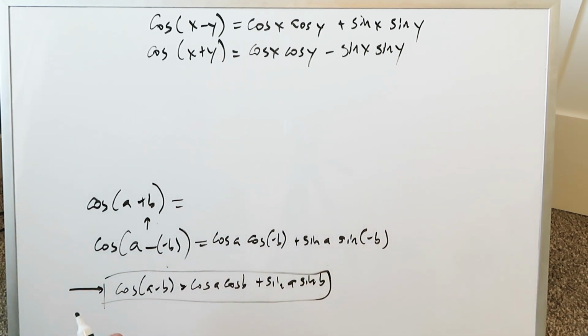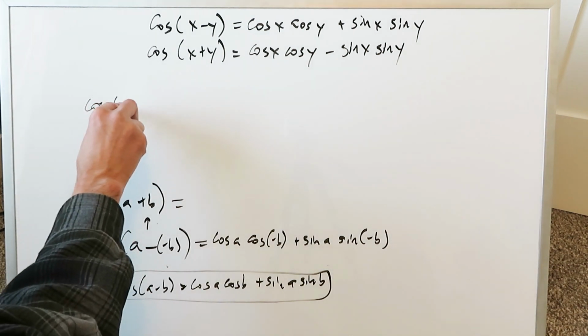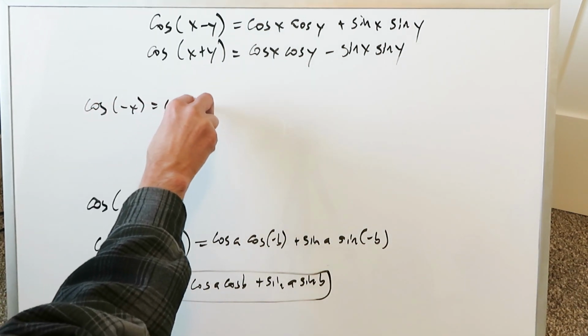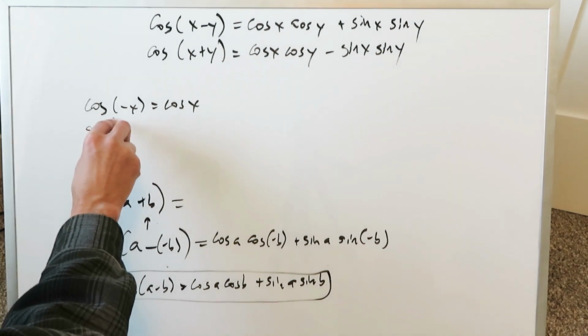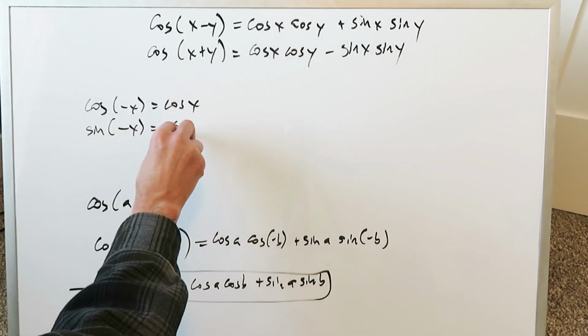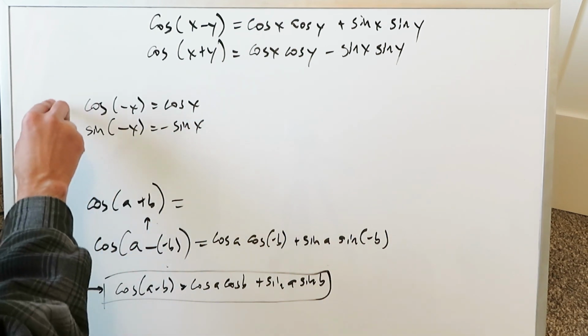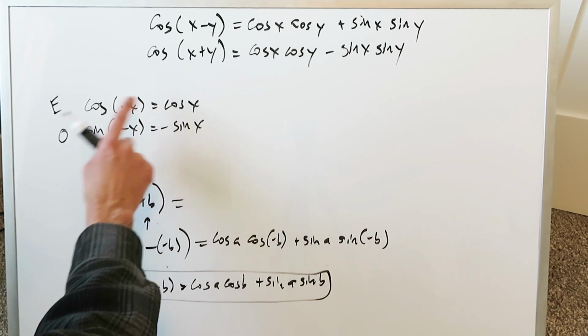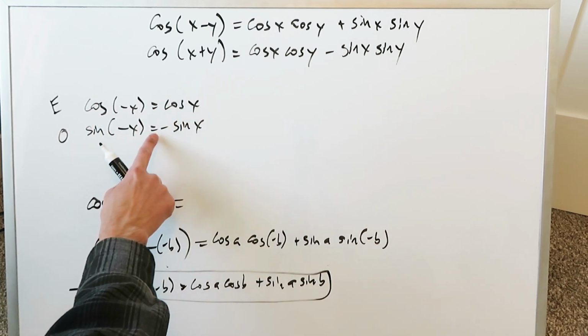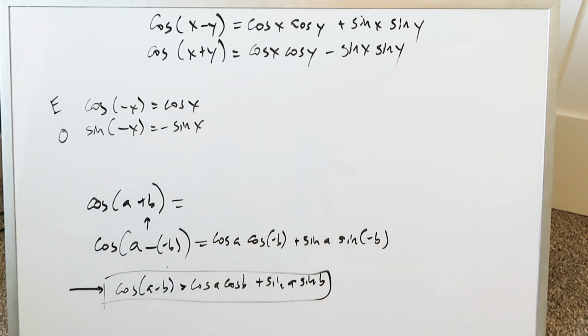Remember, cosine is an even function. For cosine, minus x is always equal to cosine x because it's an even function. However, the story is not the same for sine. Sine minus x is equal to minus sine x, because this is an odd function. Remember, cosine is even, sine is odd. f of minus x is equal to f of x, f of minus x is equal to minus f of x. These are your tests for even and odd functions respectively.